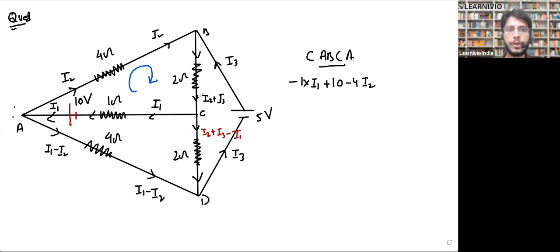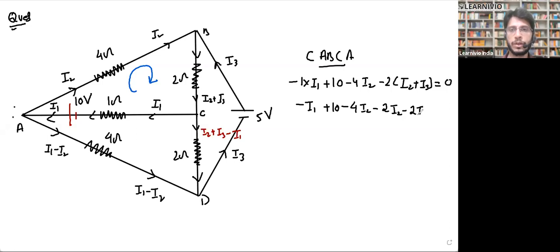Then we can move from B to C. When I move from B to C, the voltage drop across this 2 ohm resistor is minus 2 times (I2 plus I3). So I can write this as minus I1 plus 10 minus 4I2 minus 2I2 minus 2I3 is equal to 0. Now this minus 4I2 and this minus 2I2 will be minus 6I2, so I'm left with minus I1 plus 10.